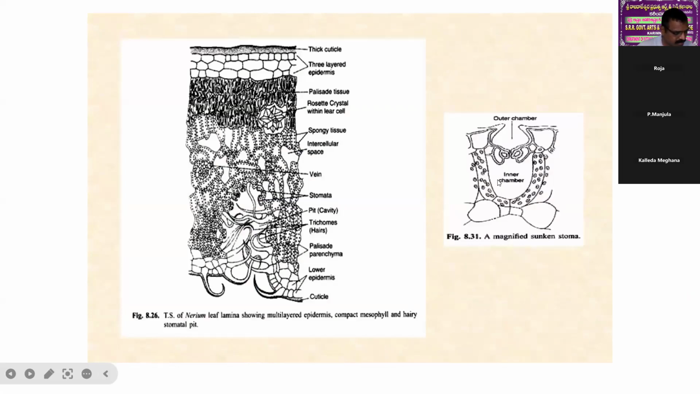This one is the sunken stomata: outer chamber, inner chamber, and stomata with guard cells. Here is the TS of the Nerium leaf, which shows a thick cuticle and a 3-layered epidermis, followed by the palisade tissue. Here are the calcium carbonate crystals, the cystolith. We can observe the cystolith in the Nerium leaf, and here the spongy tissue. We can also observe the trichomes, and the lower epidermis also contains the cuticle.